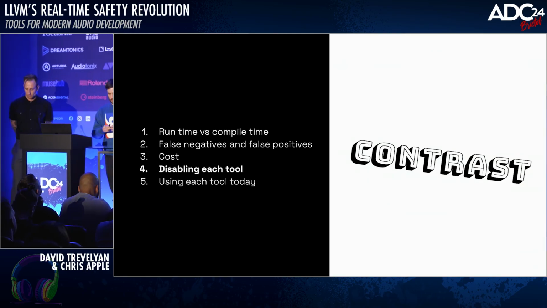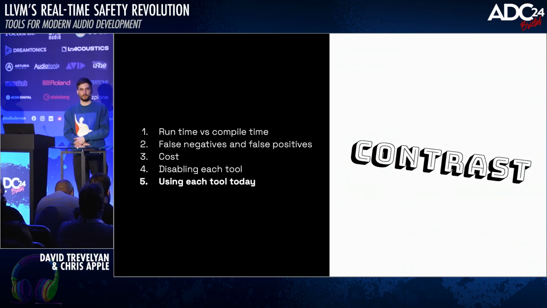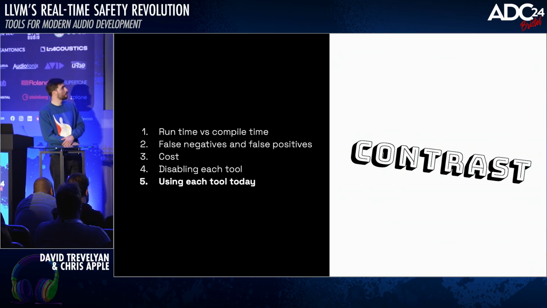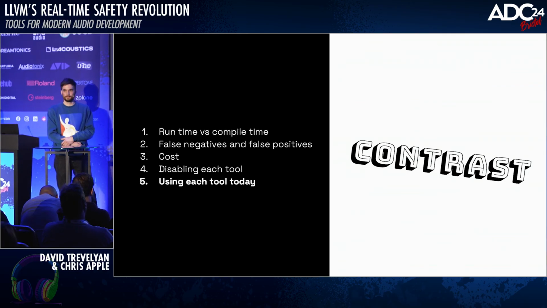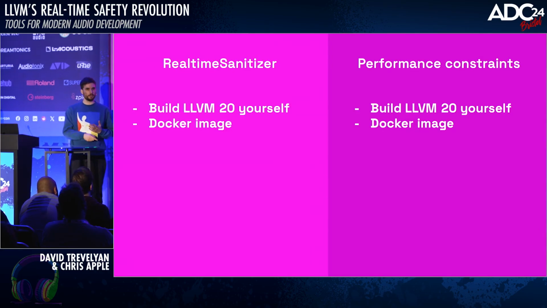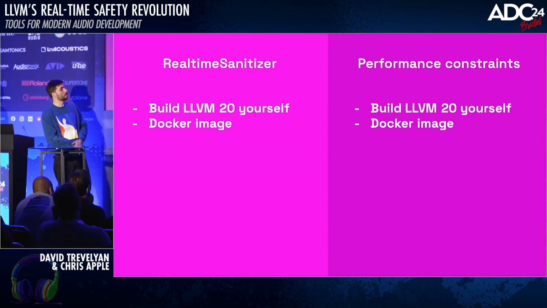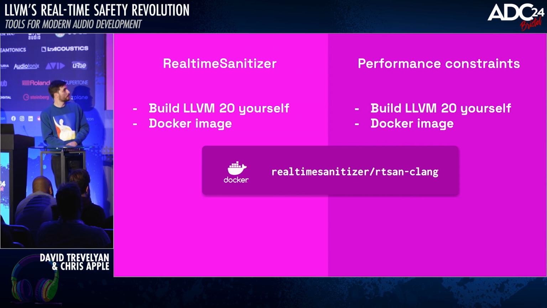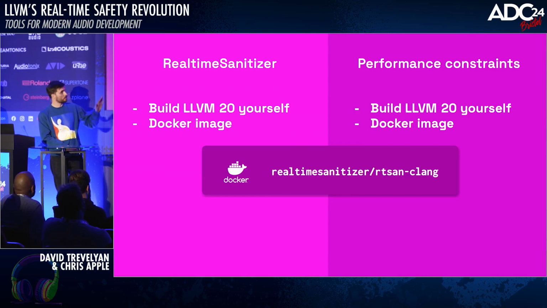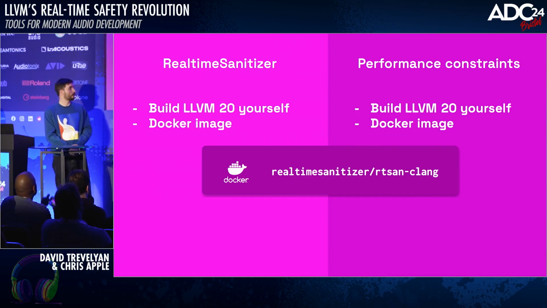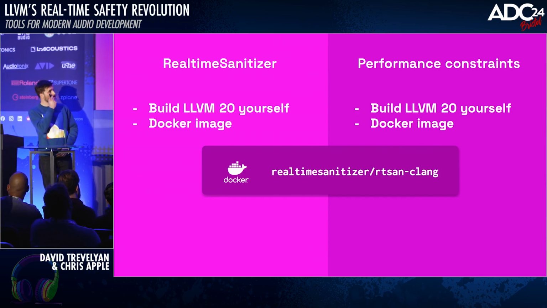All right, thank you. Okay, so we're on to the final bit, and that's how you can use each of these tools today. You can use both of them today. That's the good news. You can either build LLVM 20 yourself, or you can pull a Docker image. We just released this one here. That contains both RealtimeSanitizer and performance constraints attributes. This is built on the tip of main of LLVM last night. So that's a nice way to try it out.